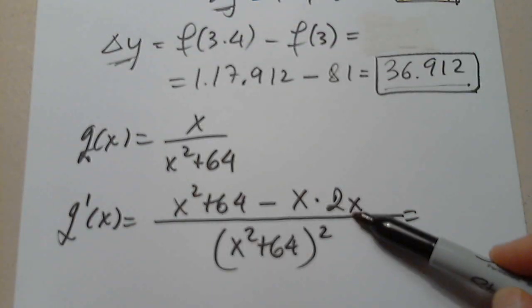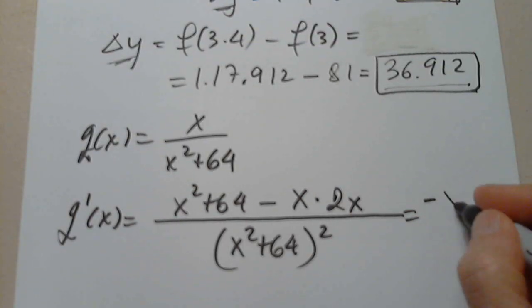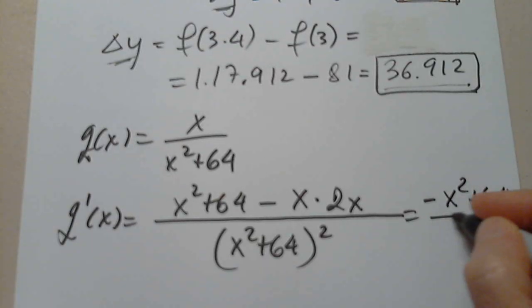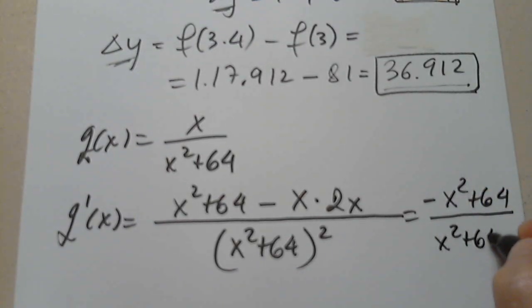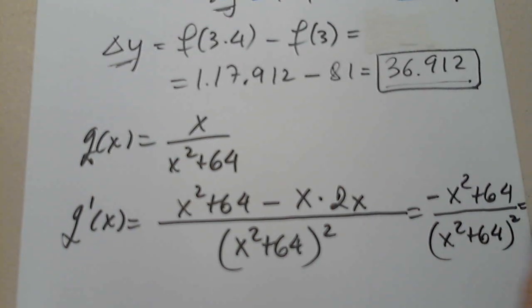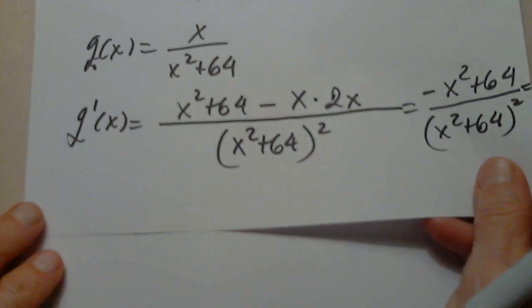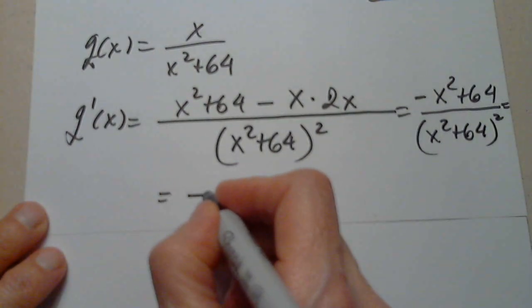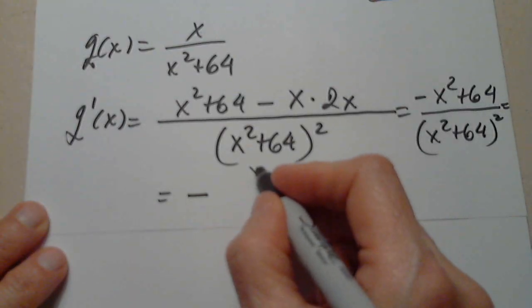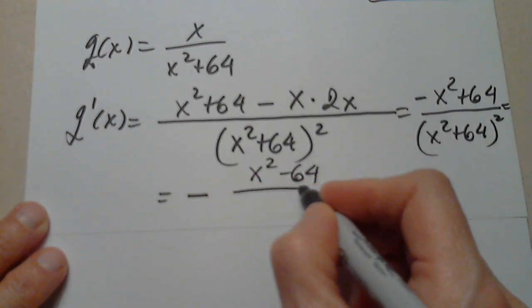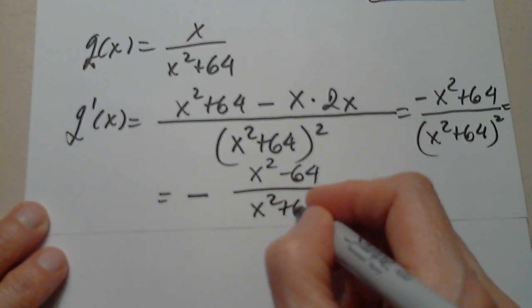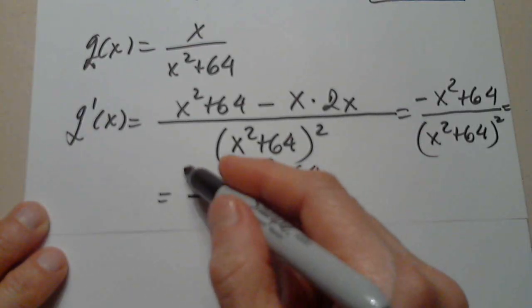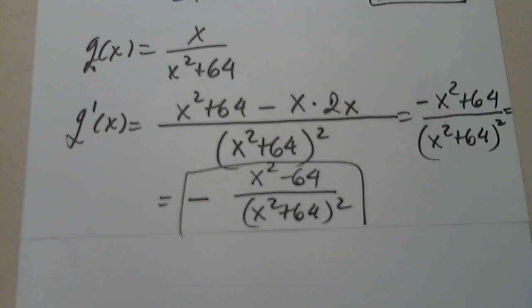This is an x squared, this is a negative 2x squared. So I have negative x squared plus 64 divided by x squared plus 64, everything squared. You cannot simplify these, careful. You can only take the negative sign in front and then write x squared minus 64 at the top and x squared plus 64 squared at the bottom. So this is the derivative of the given function.